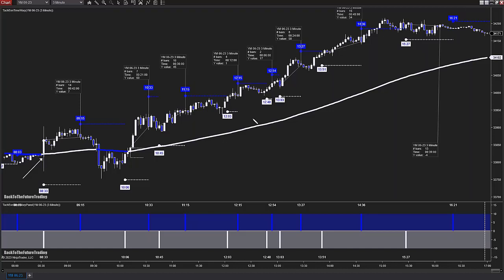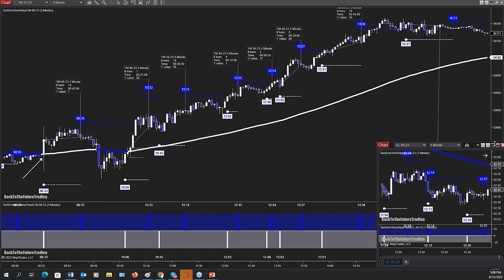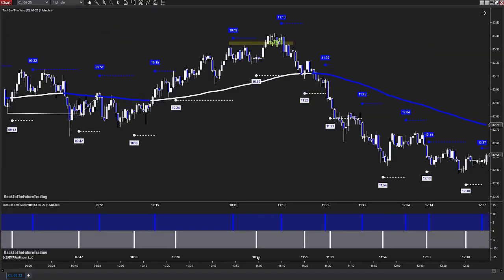Right? And we can apply this to oil. We can go back and use that same example that we were looking at a moment ago with the moving average and do the same thing, right?